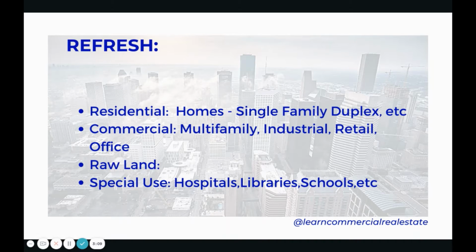In residential, you've got homes, single family, duplexes, and etc. In commercial, you've got multifamily, industrial, retail, and office. Raw land is just that. And for special use, you've got hospitals, libraries, and schools. Think about the commercial properties around your area. Can you start dividing them up now when you see them and putting them into these four different categories?